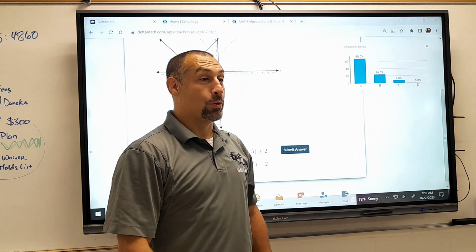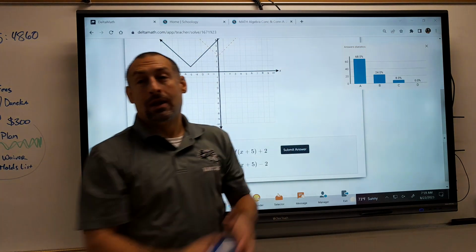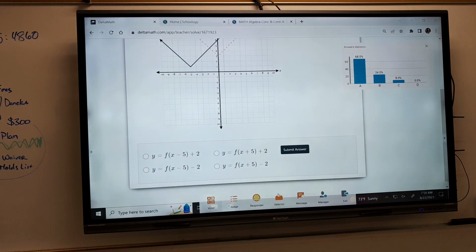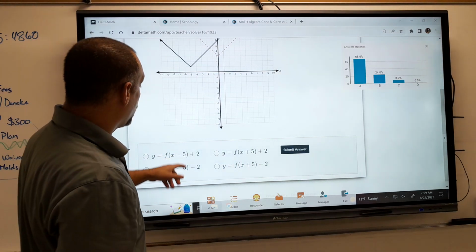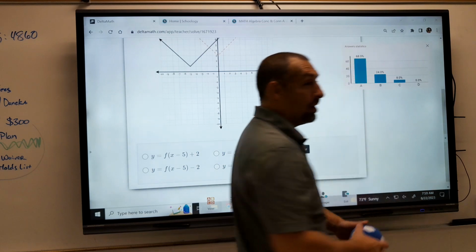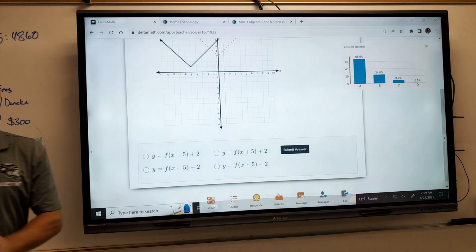Right. Correct. How much? 5. What sign do we use? Correct. 5 is -5 to move right. We're good to go. And then vertically, what direction did we go?